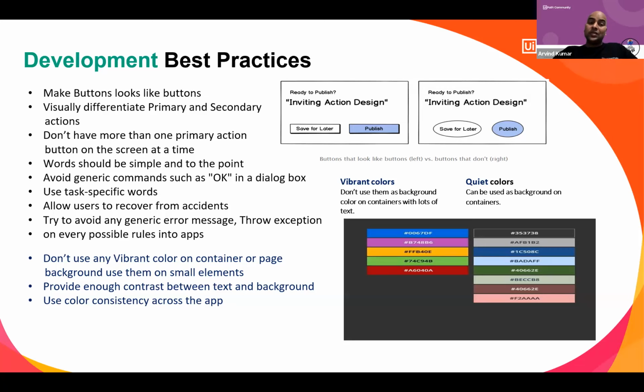Allow users to recover from accidents. Suppose someone deletes a record by mistake; try to make accidental recovery possible. So on every delete, on every transaction wherever you are deleting a record, you must give a confirmation message: are you sure you want to delete this particular record? And if the user says okay, then go ahead and delete it. But in the backend, try not to actually delete the records. Maybe you can just do a soft delete.